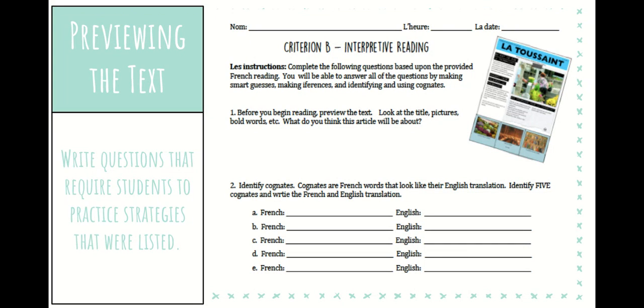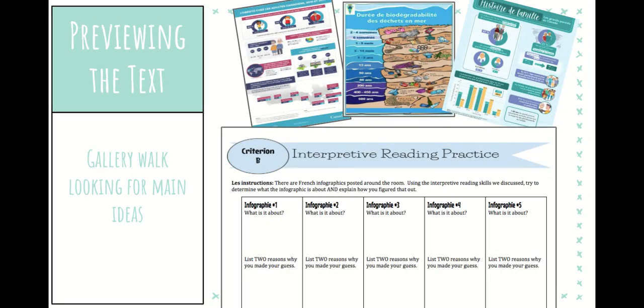Same thing here. This was a handout that I had given them, a little article, and I asked them, before you begin reading, preview the text. Look at the title, pictures, bold words. Ask them to make a prediction about what they think the article will discuss, right? And then again, going back to cognates, find 5 cognates and write down what you think they are in English. So they're very simple questions, but it forces the kids to go through and figure out what's going on before they go into reading.